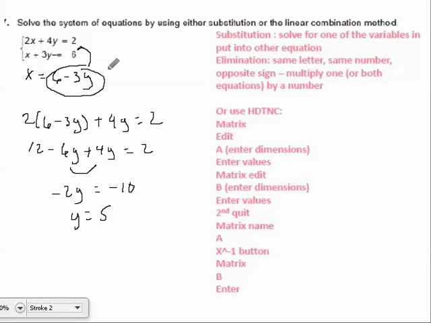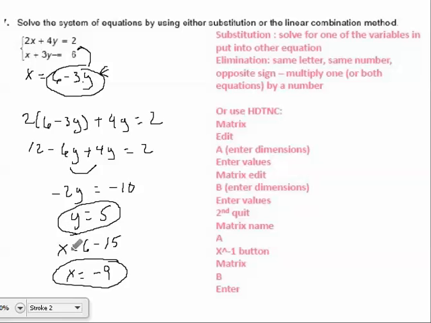y is equal to 5. So if I put y equal 5 back into this one, I get 15. x is equal to 6 minus 15. And so x is equal to negative 9. There are my x and y values that I found by using substitution.